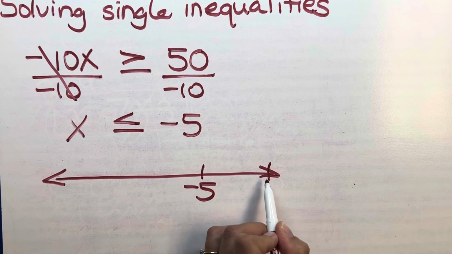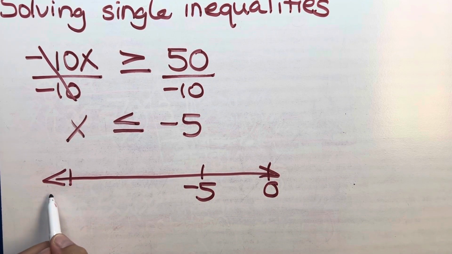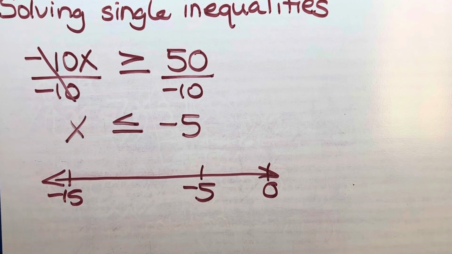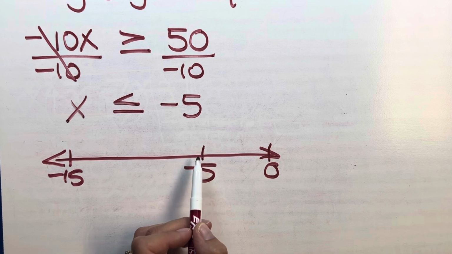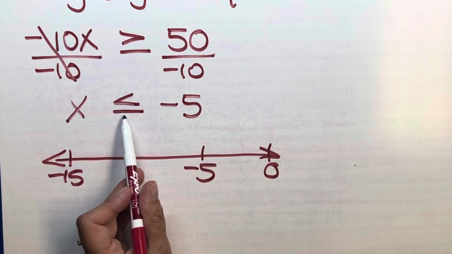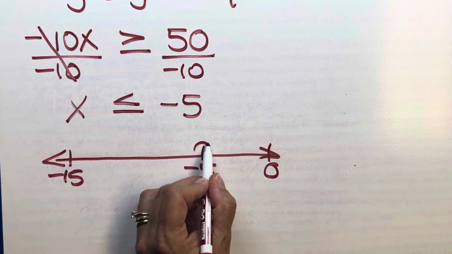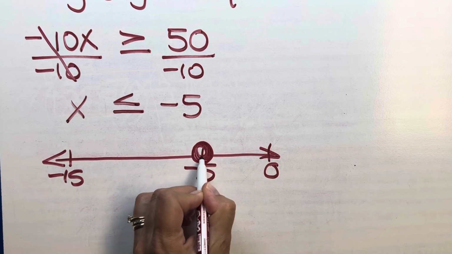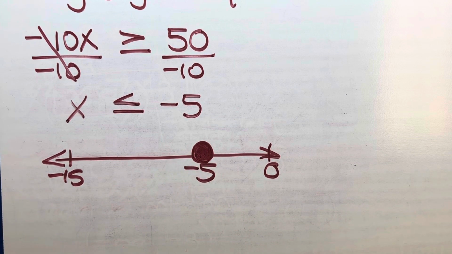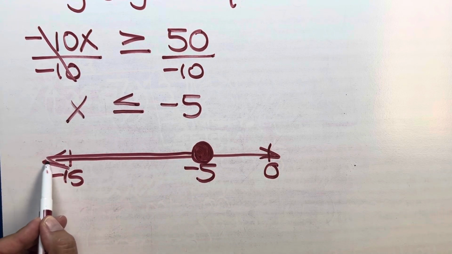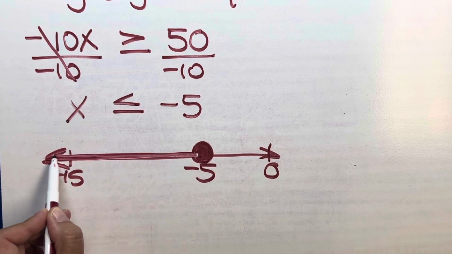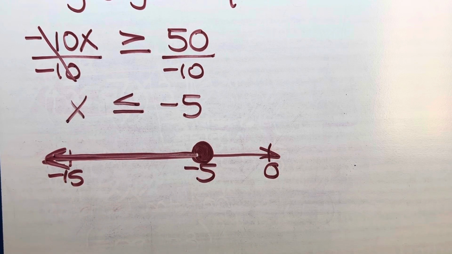So here's negative 5, the 0 would be here, and then again, down here is negative 15. So if I have an equal to sign now with my less than, I'm going to put a circle here at negative 5, but I'm going to color that in because this time my solution set is going to include this negative 5, and I still want to go to the left and shade that in. These are all of my solutions.